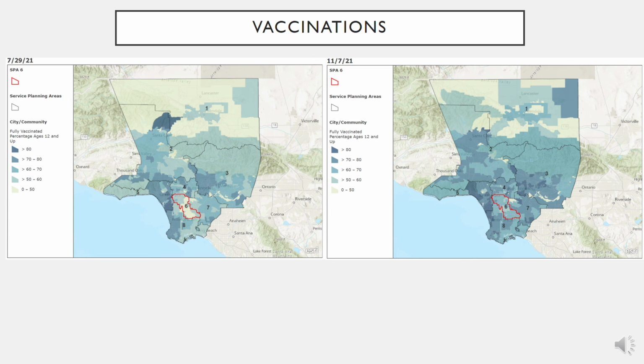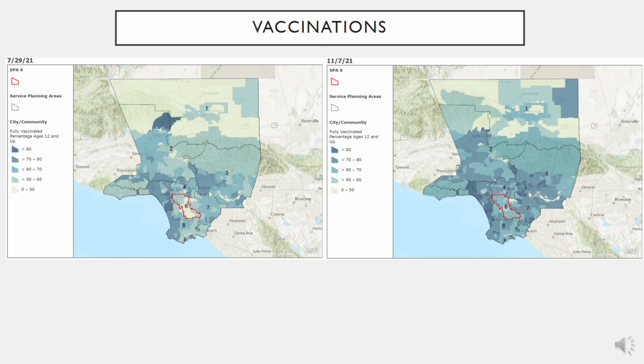Vaccination rates in July 2021 show a very clear picture. SPA 6 and SPA 1 have the lowest fully vaccinated percentages for people 12 and over in Los Angeles County. Meanwhile, the coastal areas on the west side have the highest vaccination percentages for that same group. As you can see in November 2021, there's a slight improvement, but SPA 6 still lags behind the rest of the county, as well as SPA 1.